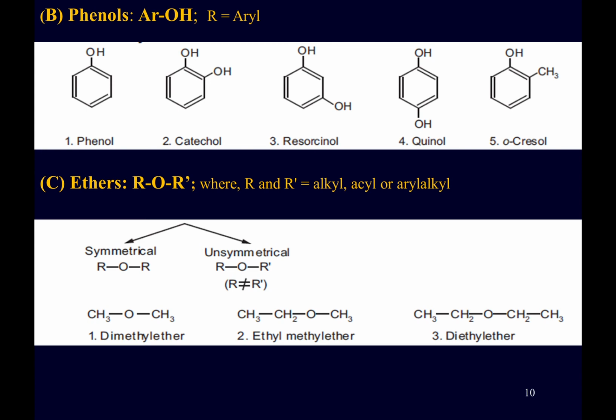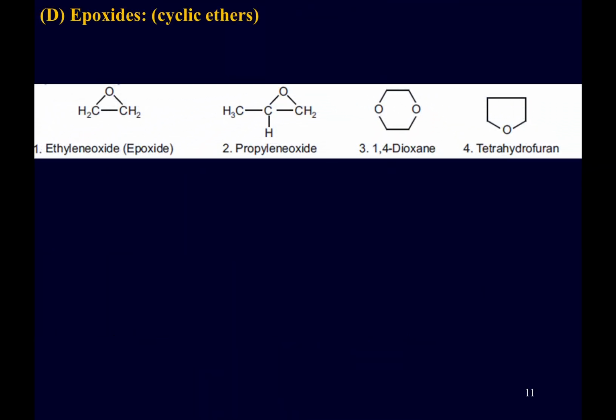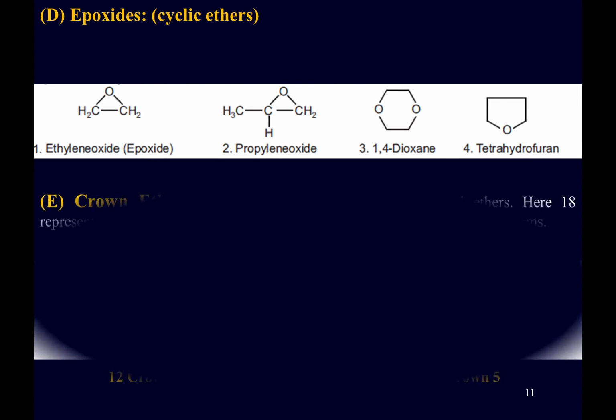If they are the same, they are called symmetrical ethers. If they are different, they are called unsymmetrical ethers. Examples are dimethyl ether, ethyl methyl ether. Epoxides are cyclic ethers. Examples are ethylene oxide, or simple epoxide, propylene oxide, 1,4-dioxane, tetrahydrofuran.